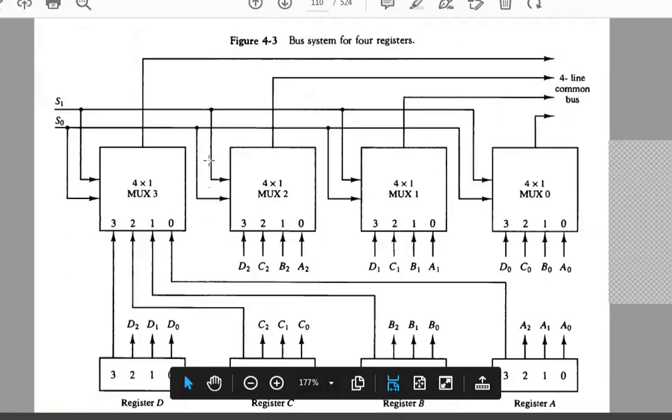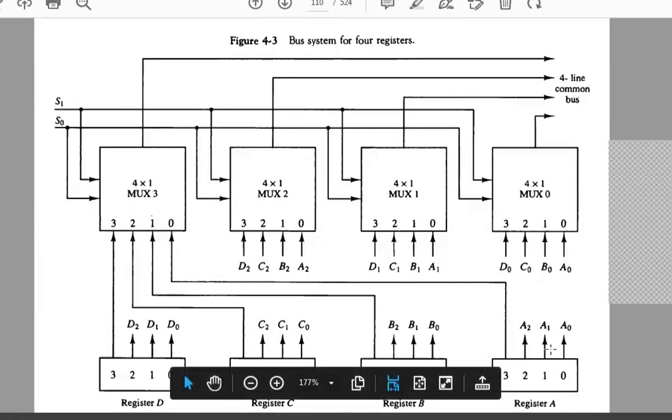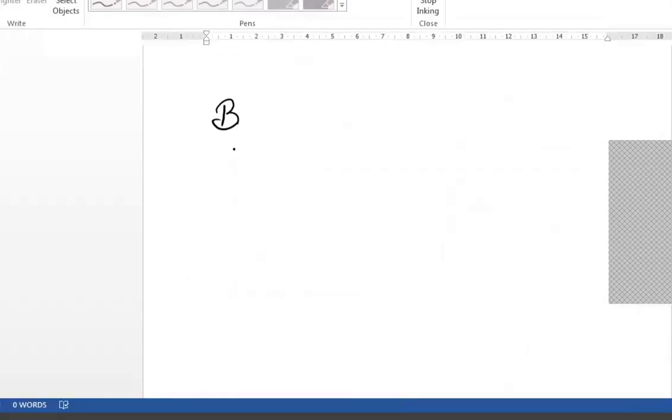I hope now this circuit is fit in your mind. You all know how to design this circuit. It's nothing to be rote-memorized; you just have to understand how we are connecting the lines, right? What did I explain yesterday? If I want to connect register A to all the multiplexers, just connect the contents of register A to the 0th bit of all four multiplexers, so that whenever S1 and S0 are both 0, the 0th input of all four multiplexers becomes active and the data present in register A is transferred to the common bus. So this you'll be able to design on your own.